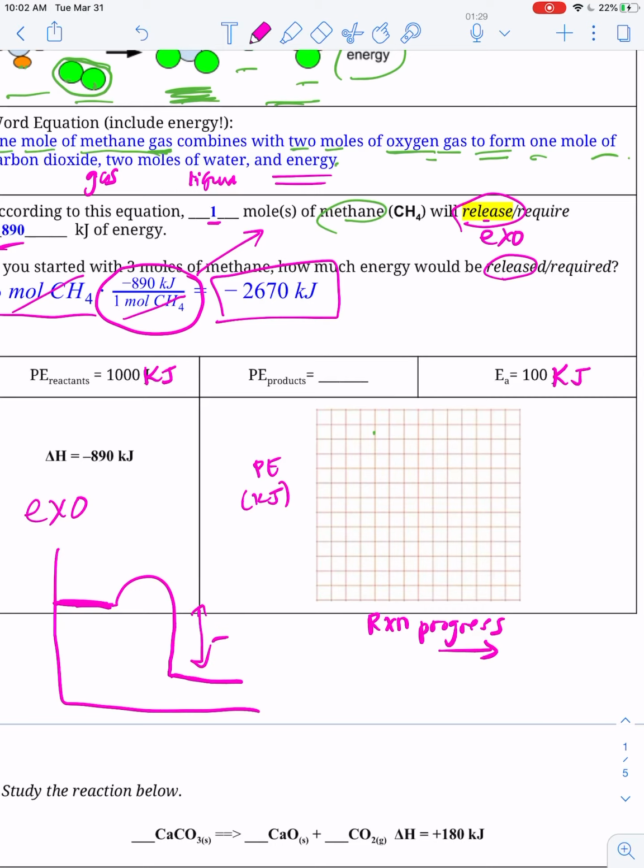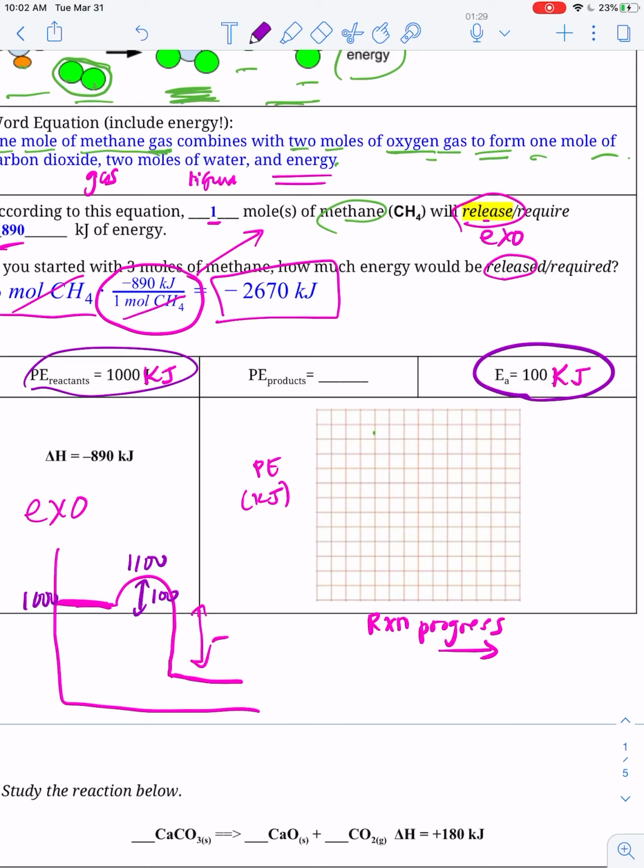Then I want to think about how it's going to look, so I'm going to pre-plug in some numbers to get an idea. My reactants are going to be at 1,000 kilojoules. And remember, EA, the activation energy, is how much higher it has to go, how much energy I have to put in to make it happen. This is going to be 100, so this gets me up to 1,100.